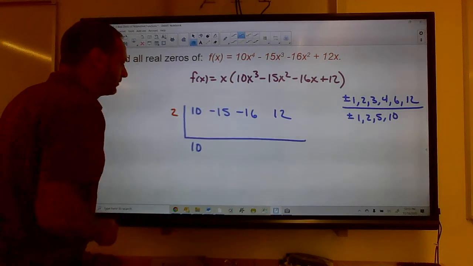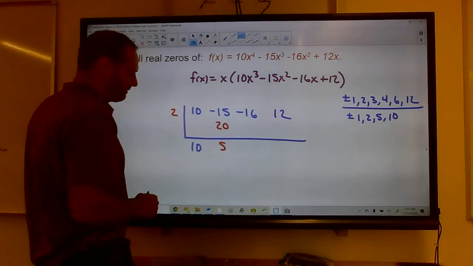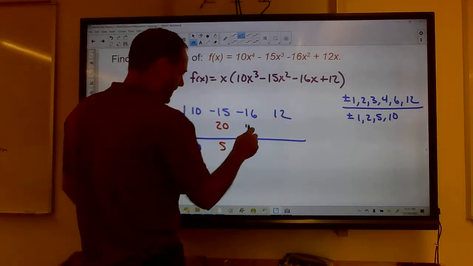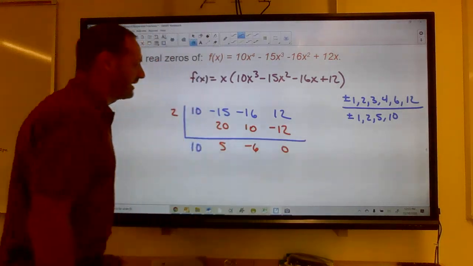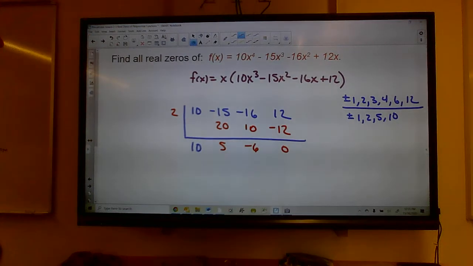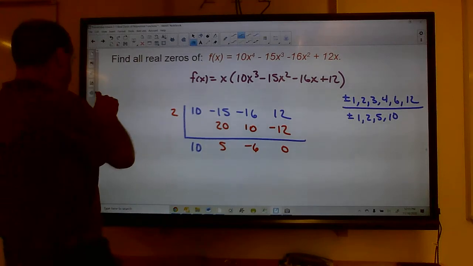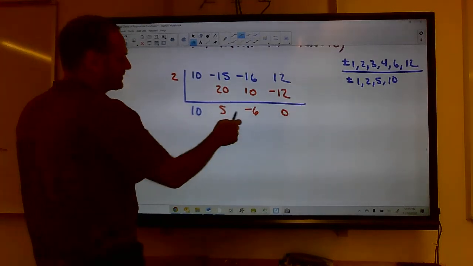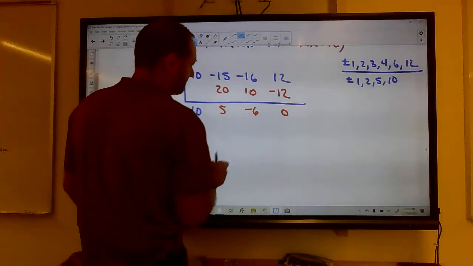Okay, so we'll try 2. So this would be 20, which would be 5. This would be 10, that'd be negative 6, that'd be negative 12, and that'd be 0. Okay, we got one. So now this is 10x squared plus 5x minus 6.